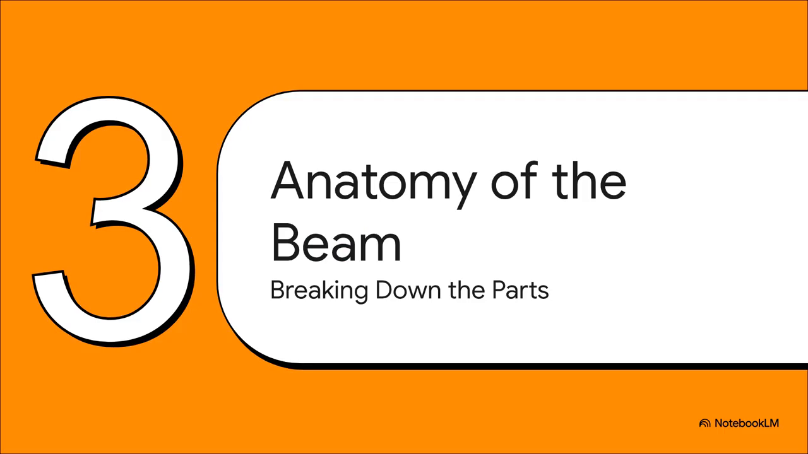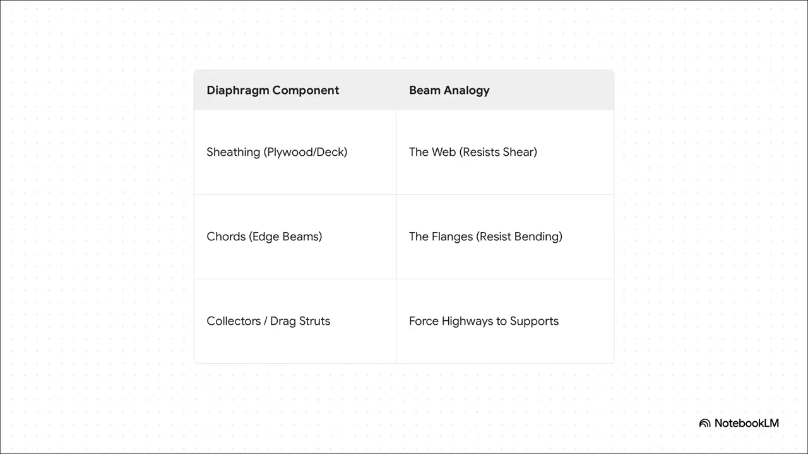Okay, so if it's a giant horizontal beam, then what are its parts? Let's jump into section 3 and build this thing out, piece by piece. And this is where it all comes together so beautifully. It's a perfect one-to-one comparison. The sheathing, that big flat plane of plywood or metal deck or concrete, that's the web of your beam. It's what resists all the shear.